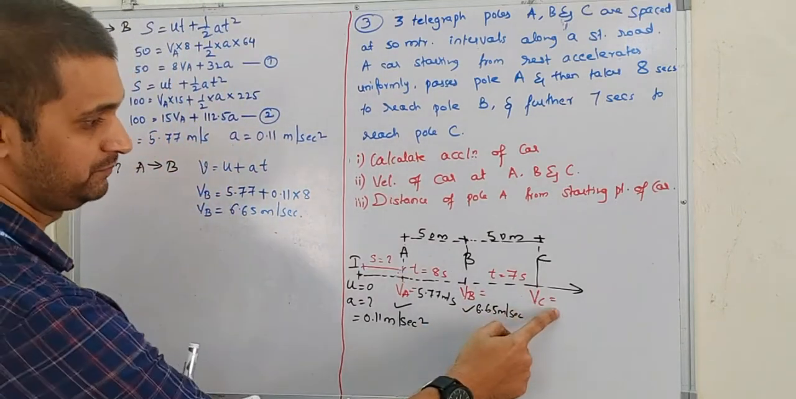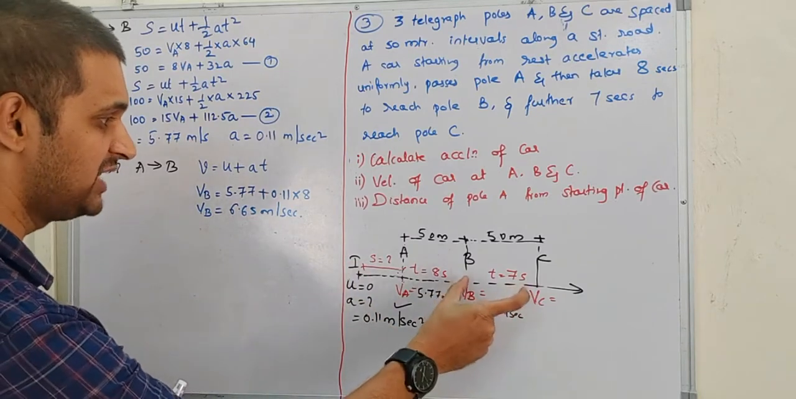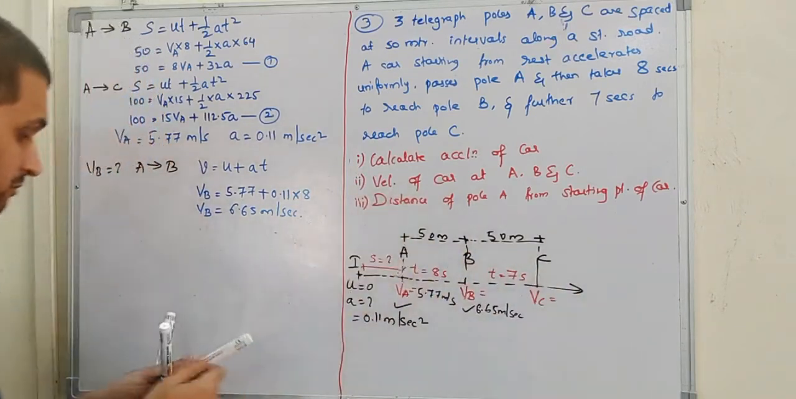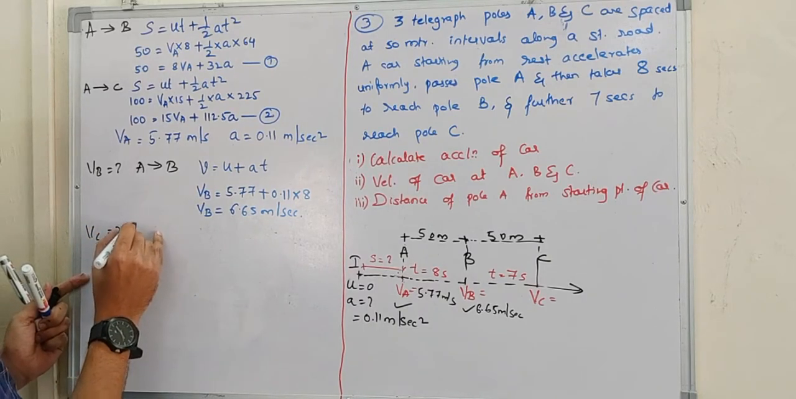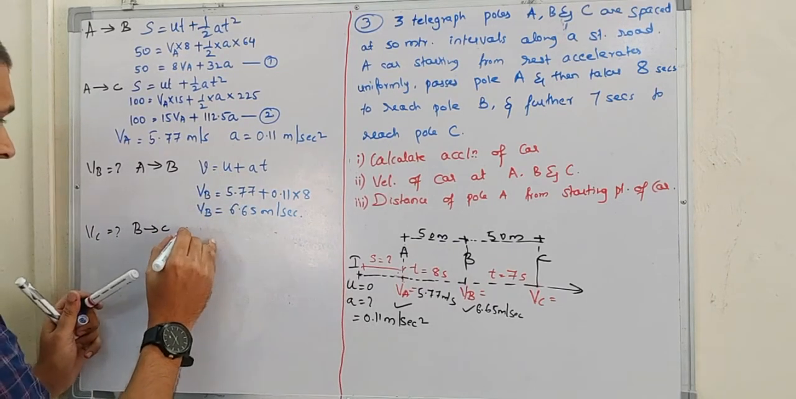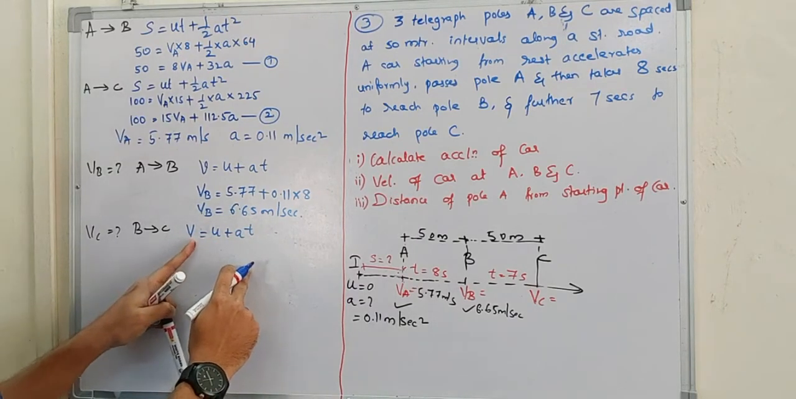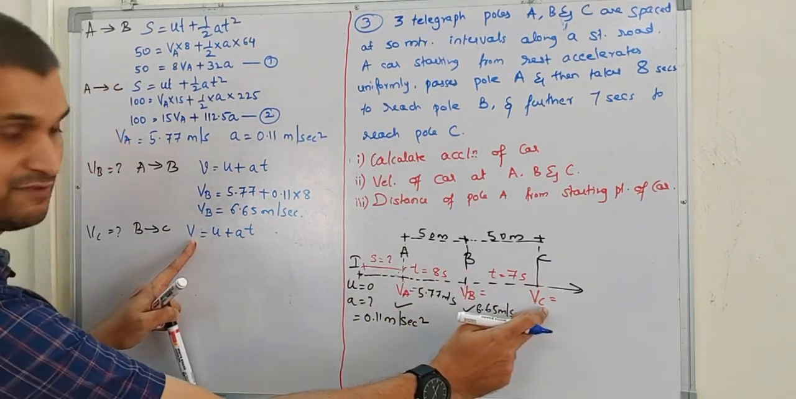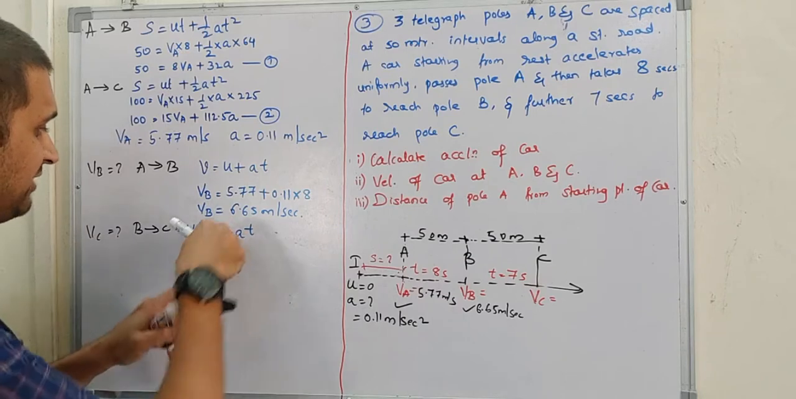So next is VC. For VC, you can consider the motion between any two positions. Here we'll consider from B to C, though you can also consider from A to C. So now we are supposed to calculate VC, and for that we'll consider from B to C. Again we'll use the same expression, V is equal to U plus AT. From B to C, VB becomes the initial velocity and VC becomes the final velocity.